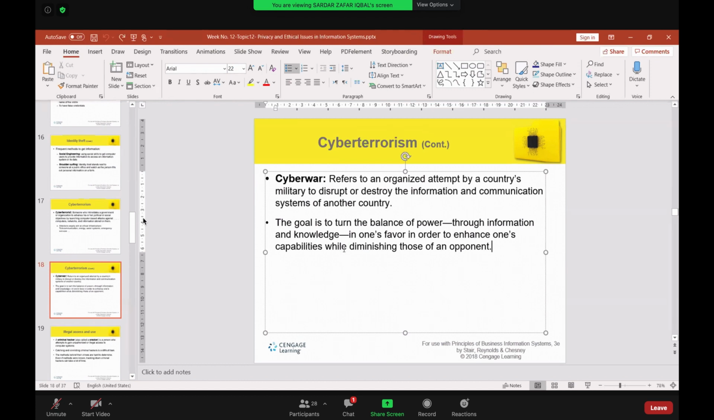For example, one country can attack the defense website, the defense ministry. They can destroy all the information about the missiles, the aeroplanes, which we usually have on the information system. So they try to disconnect or destroy the websites to destroy the data.